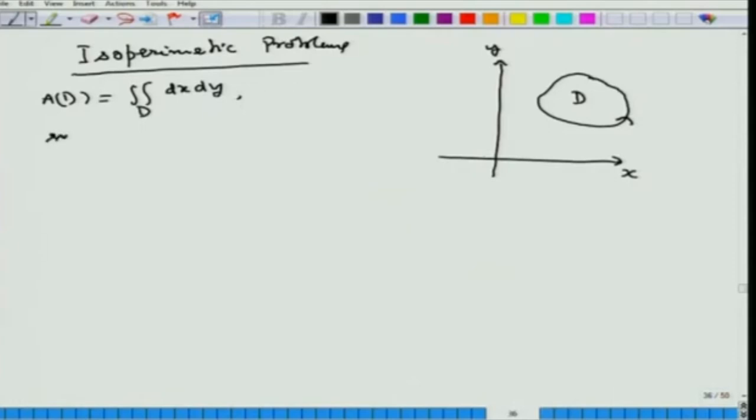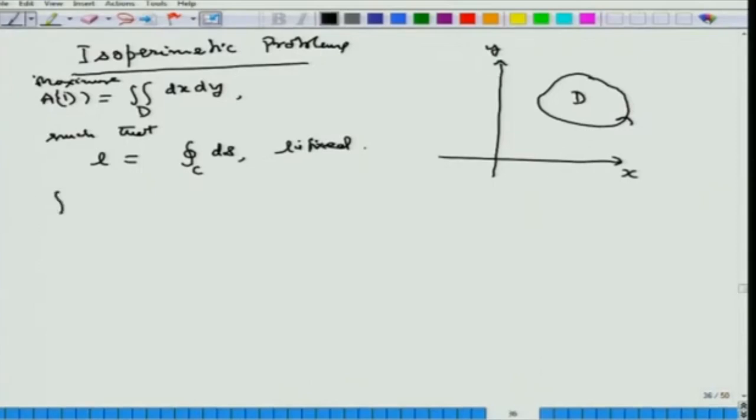Subject to the condition, we have to optimize this, or maximize rather, this, such that this length, which is the integral of ds, where small s is the arc length, is fixed. So, L is fixed here. So, that is what we have to do here. The area is to be maximized subject to the condition that this length L is a given fixed number.